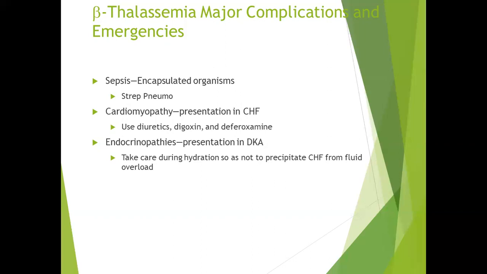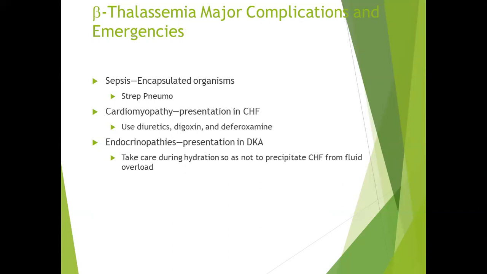Streptococcus pneumoniae, H. influenzae, and Neisseria meningitidis. They are the common encapsulated organisms which are basically causing the infections in thalassemia. So they are prone to these organisms. So you also need to vaccinate the children who are going for splenectomy, or who are suffering from thalassemia major.